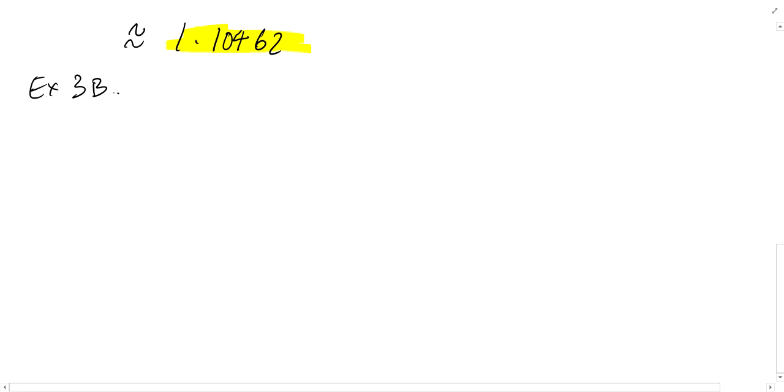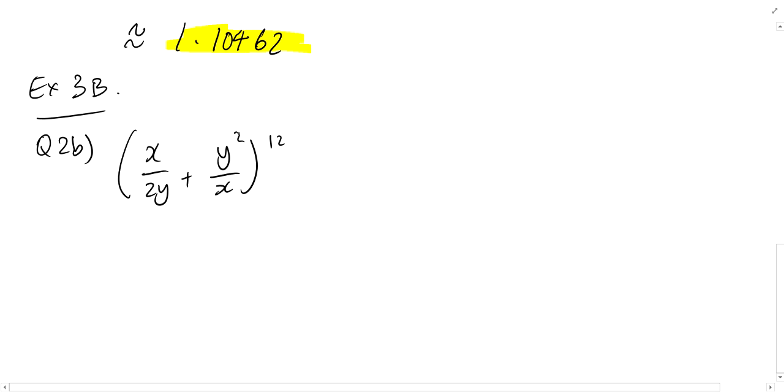Exercise 3B. Which other questions do you want me to go through? 2B. Wait, 2B first. Find the term, x over 2y plus y squared over x, power 12. They want the fourth term. So T R plus 1. 12. Now I need you to fill in the blanks for me.